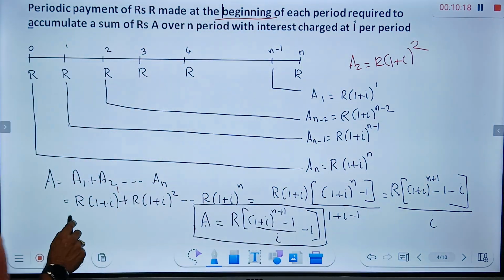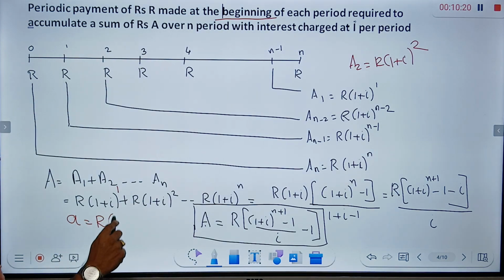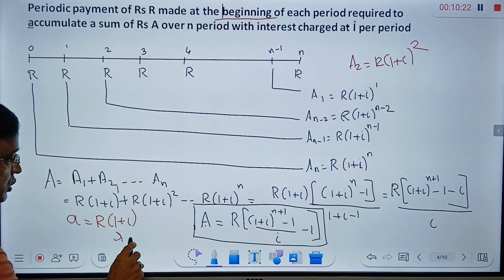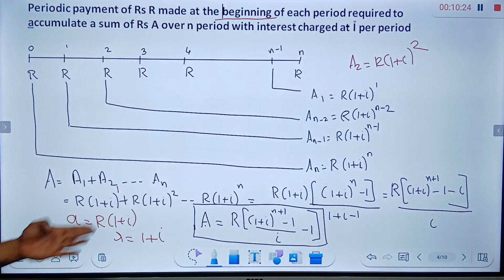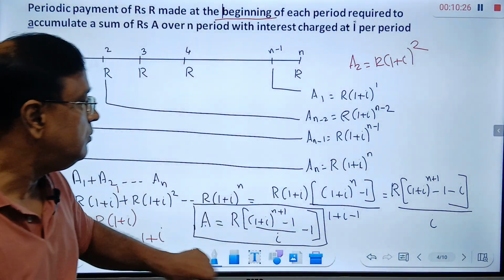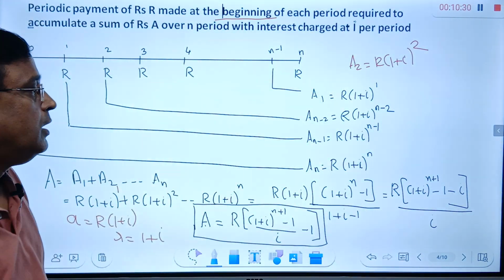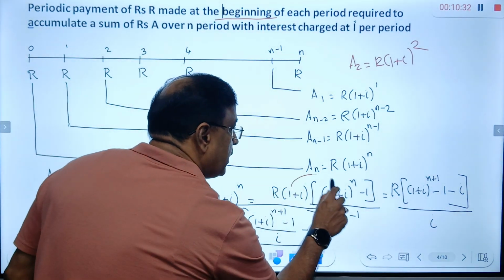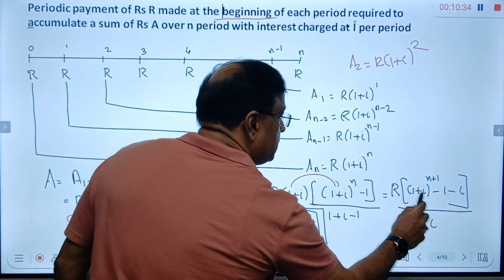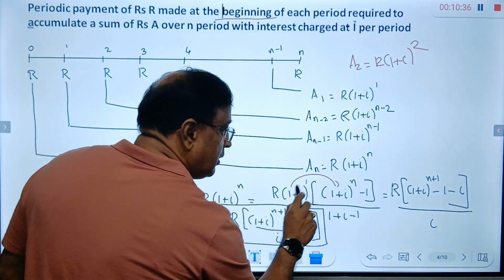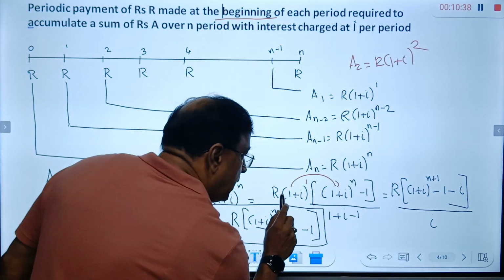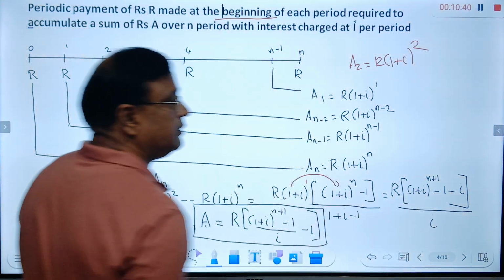So here my A will be R into 1 plus I, and my common ratio will be 1 plus I. Now use the formula A into R power n minus 1 by R minus 1. Now what happens? Open the bracket. So do you get R into 1 plus I power n plus 1. This is power 1, right? So n plus 1 minus 1 minus I.